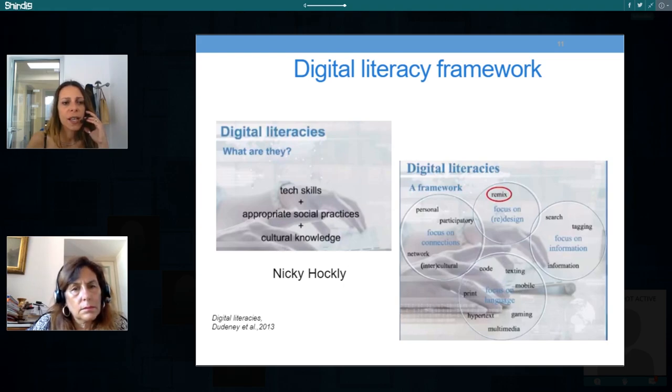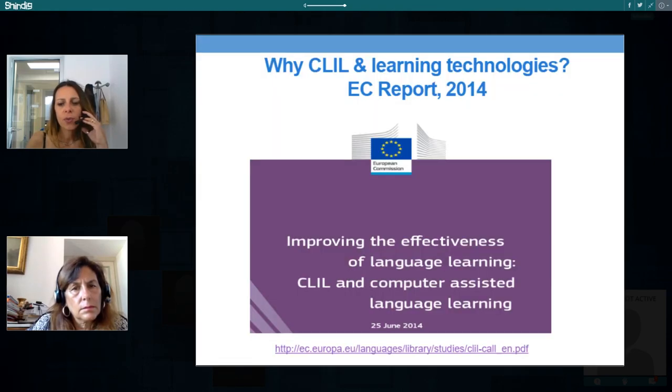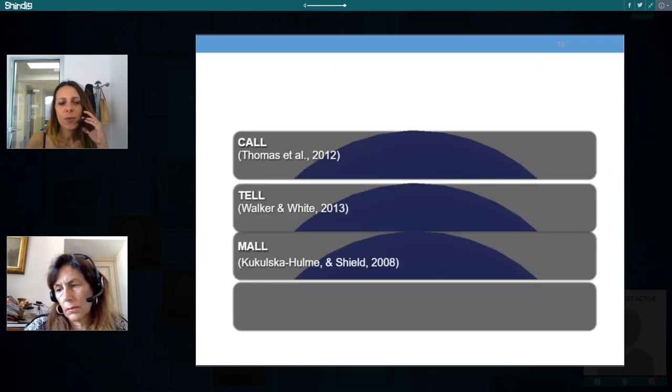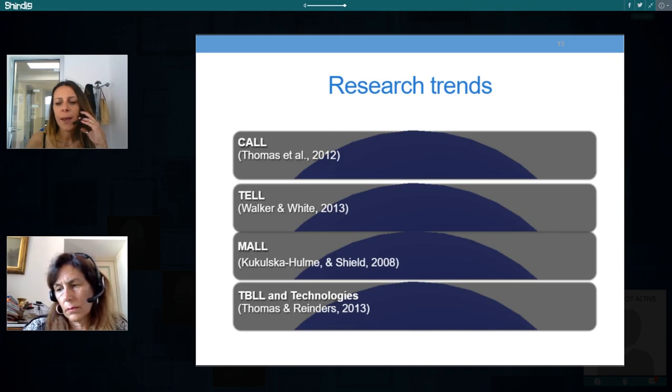So frameworks are just, this is an example. Can we go on? Maybe I'm going to go quite faster. This is just the European Commission pushing towards the use of CALL, computer-assisted language learning. So just recommending, and this is a report dating back to 2014, inviting schools, educators and policymakers to consider computer assisted language learning for CLIL. Going just faster, I don't want to take the floor from Daniela.